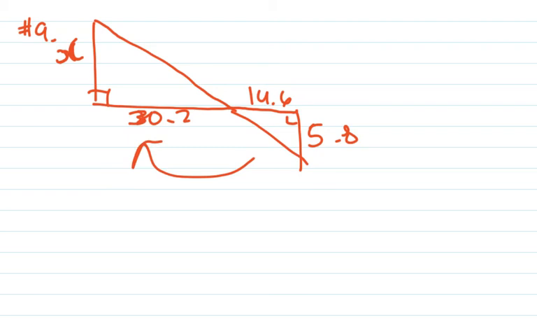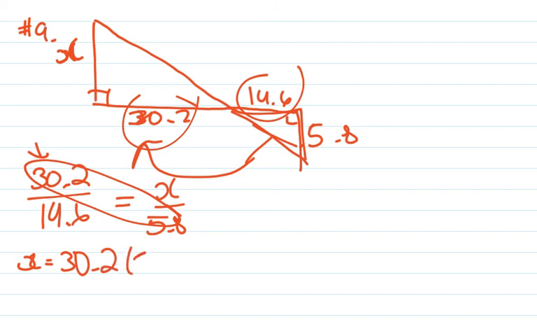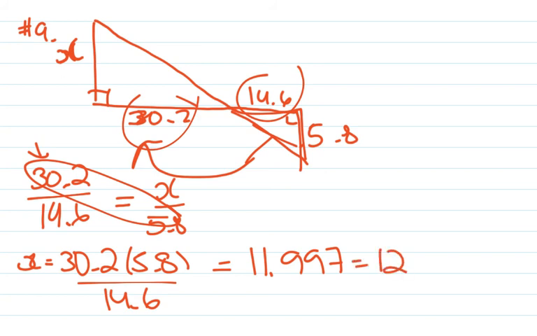So our ratio is going to be 30.2 over 14.6, because once this triangle is turned, those two would match up, equals X over 5.8. So I put the X on top because I put the 30.2 on top on this side. Now I'm going to solve for X by cross multiplying and dividing. So 30.2 times 5.8 divided by 14.6. If you plug that all into your calculator, you will get 11.997, which rounds up to 12.